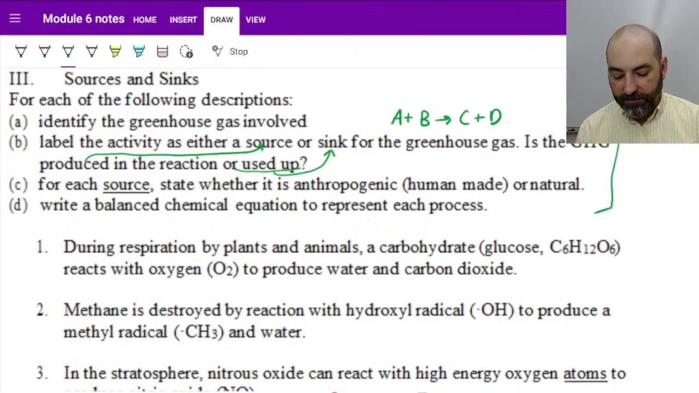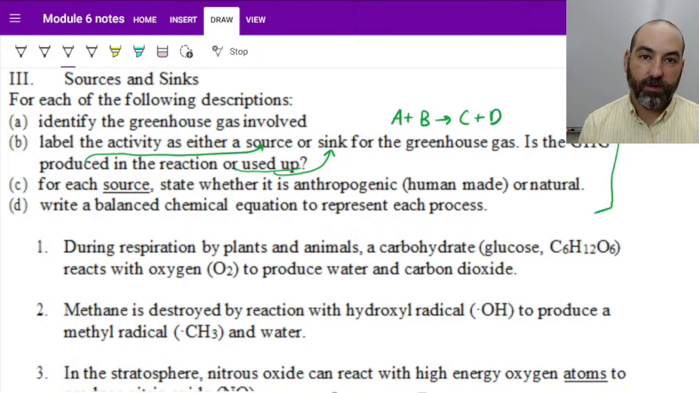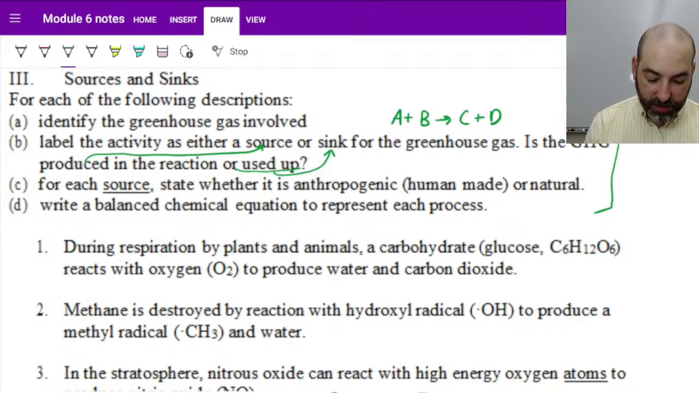This is a sink. If C and D are greenhouse gases, then they are being produced, and therefore this is a source. You may encounter reactions in here where there are multiple greenhouse gases, and they're both a source and a sink. So it may be a sink for one greenhouse gas, but a source for a different one. So that's all fair game here. And then third, anytime you determine that a greenhouse gas is being produced, we want to know, is that anthropogenic? Is that something that is human-made? Or is that something that is just naturally occurring on Earth? And then finally, write a balanced chemical equation to represent each process.